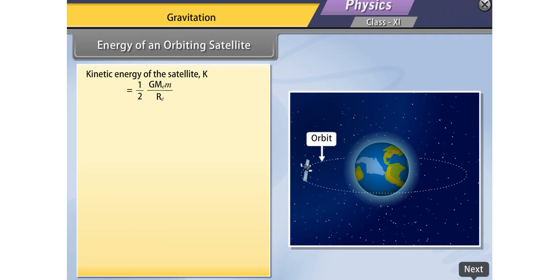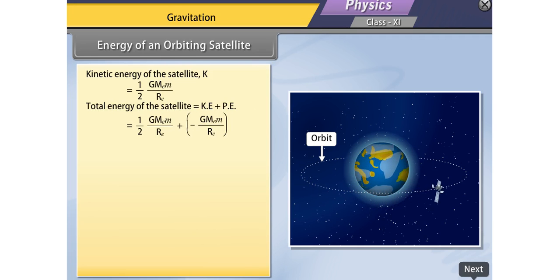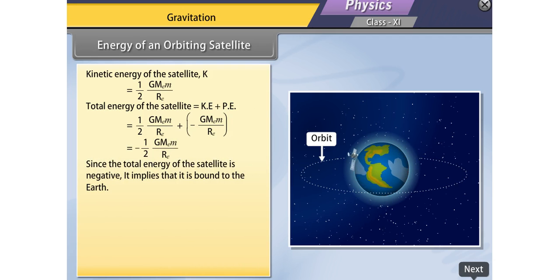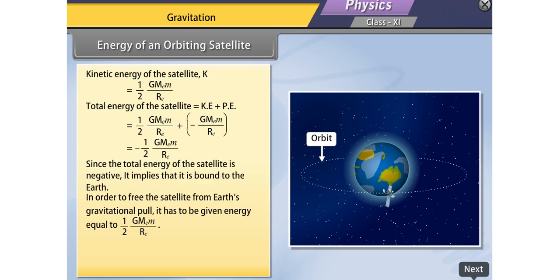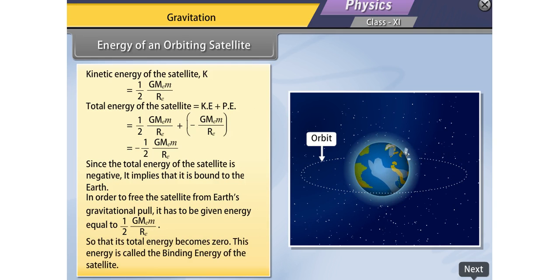Kinetic energy of the satellite K. Total energy of the satellite is equal to kinetic energy plus potential energy. On calculating, we get total energy is equal to -1/2 GMEM/RE. Since the total energy of the satellite is negative, it implies that it is bound to the Earth. In order to free the satellite from Earth's gravitational pull, it has to be given energy equal to 1/2 GMEM/RE, so that its total energy becomes 0. This energy is called the binding energy of the satellite.